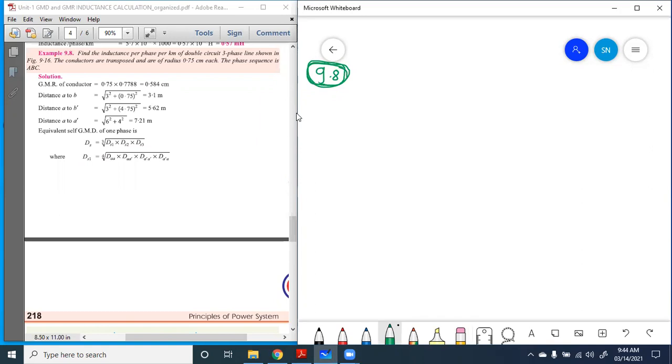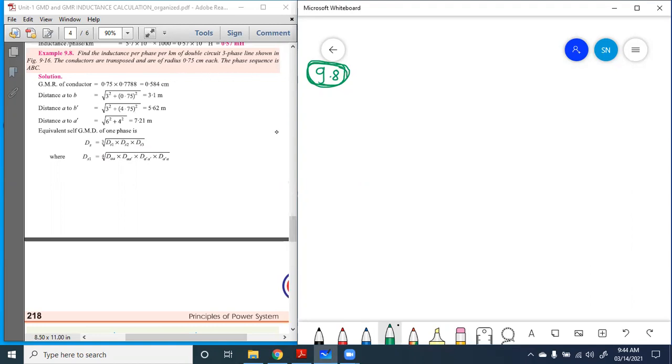Now, what is the first numerical? Find the inductance per phase per kilometer of the double circuit three-phase line shown in figure 9.16. The figure is already given for this line. The conductors are transposed, which means the transmission line is a double circuit with transposed conductors. The radius of each conductor is 0.75 centimeter. The phase sequence is A, B, C, meaning RYB phase.